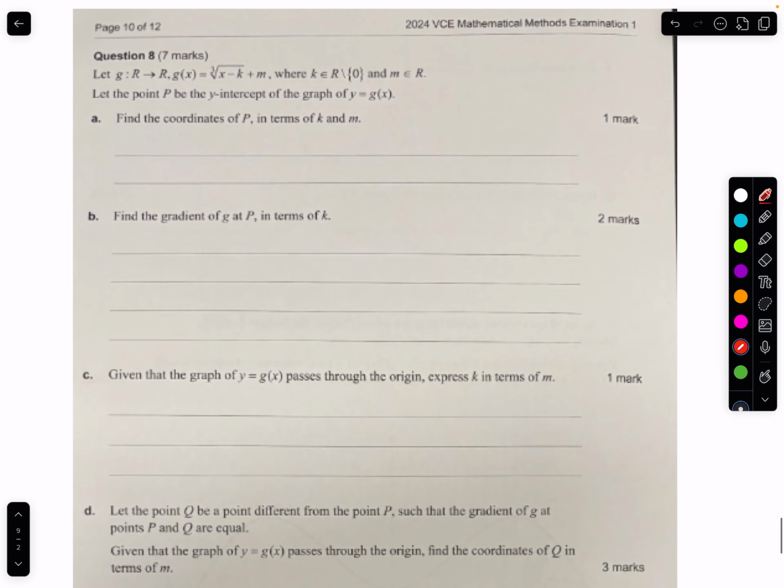This is the last question. Yeah, question 8. Let's get this paper done. I mean, it's a nice paper. It hasn't really been crazy difficult.